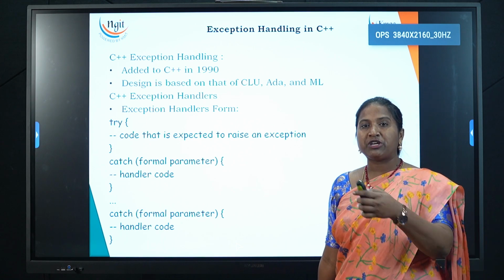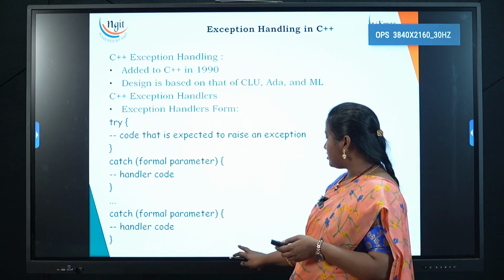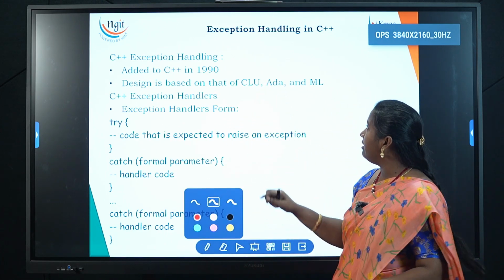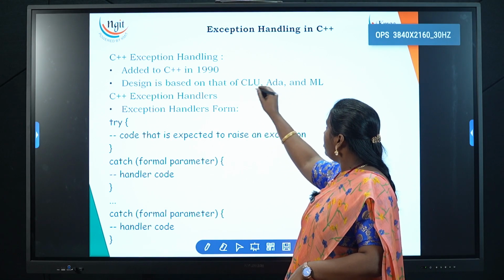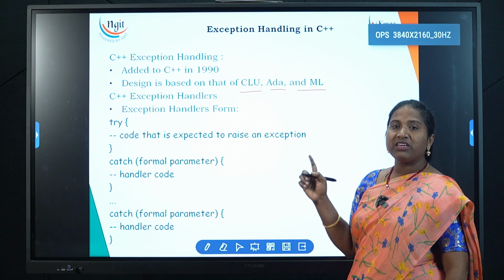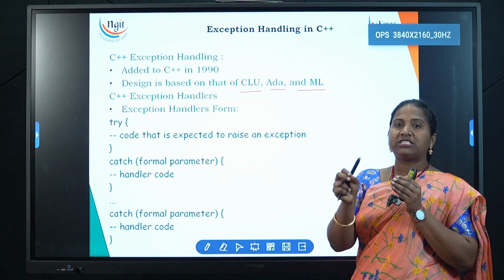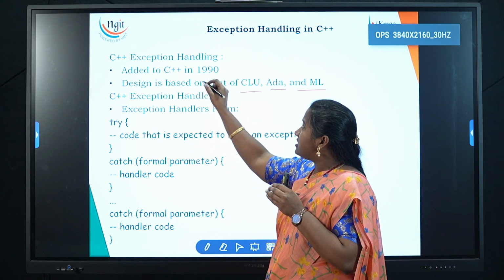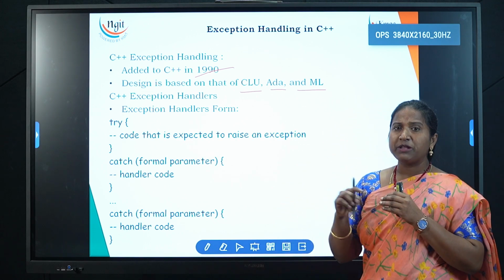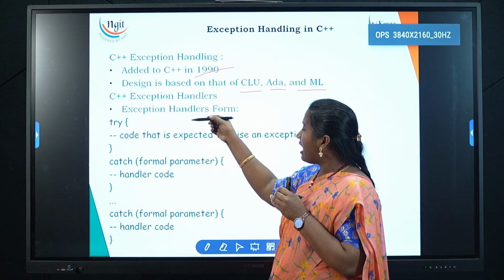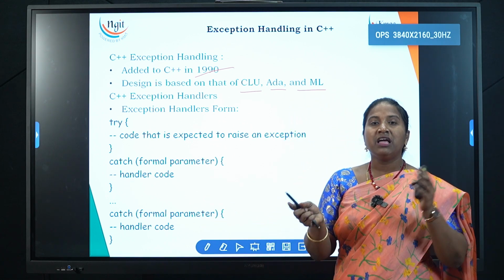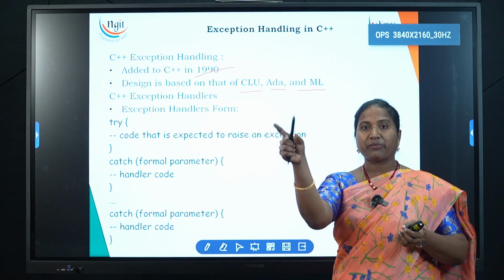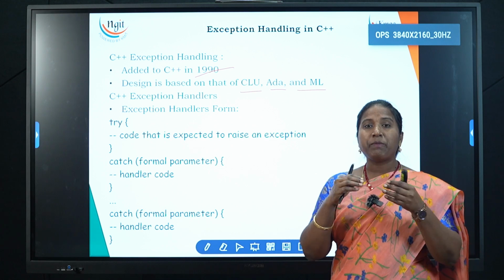Now let's look into exception handling in C++. C++ also took the origins of its exception handlers from other languages: CLU, ADA and ML. So these languages basically have the origins of exception handling, and C++ has that feature from these languages. This feature was added to C++ in 1990. C++ exception handlers take a different form actually. In ADA we saw the exception handling terms, when an exception is raised and when an exception is chosen.